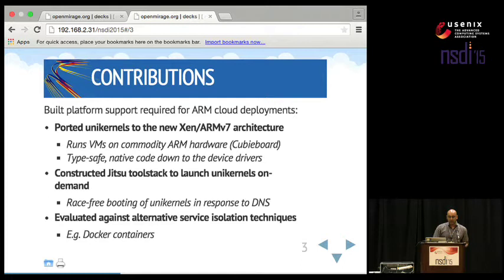And then we constructed this Jitsu toolstack that is trying to figure out how do we take Unikernels and just boot them on demand only when necessary. Because obviously we're running on very resource-constrained embedded devices, and we don't want to constantly run all the services we need. The intuition is that some services will just wake up on demand, execute for a few seconds, and go back to sleep again, all cocooned within a virtual machine environment. And finally, we just want to evaluate this against existing alternative systems such as Docker and just try to figure out exactly where we sit in the space of isolation technologies.